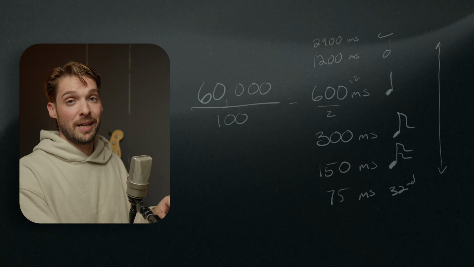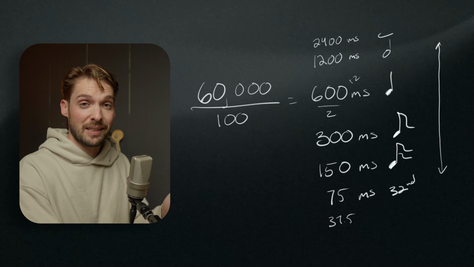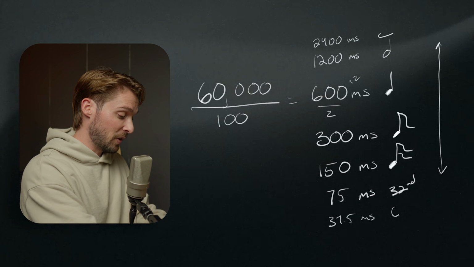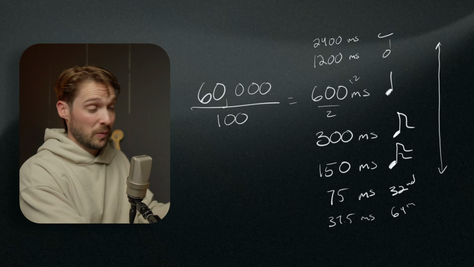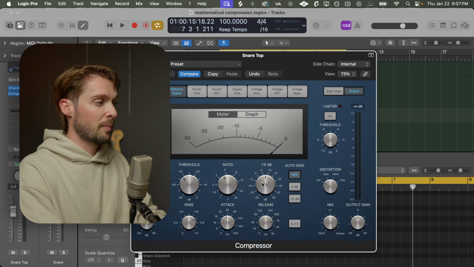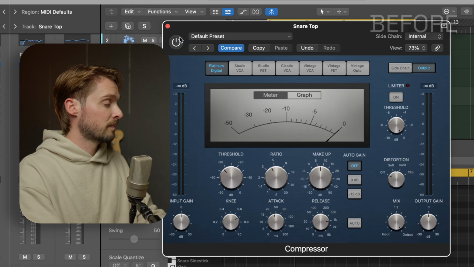Let's do the same for the attack. On the attack, it works the same way as before. We can take this down and just keep dividing by 2 till we get something that's a lot faster. In this case, we have 37.5 milliseconds, which would be our 64th note. Let's type that in. I've gain matched the makeup to make sure that they're about similar, but let's compare what the before and after sounds like.